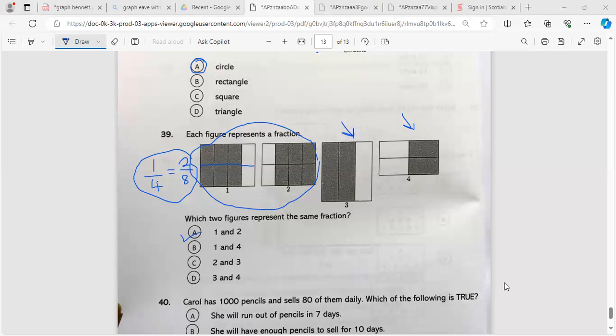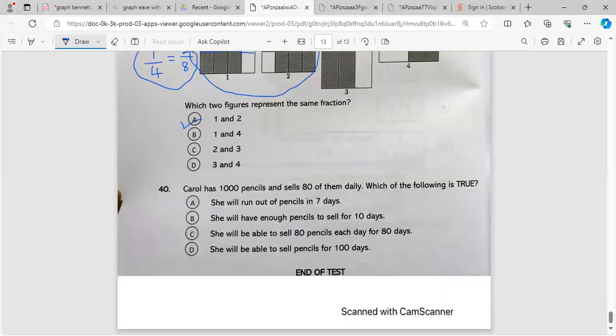Alright guys, so this is going to be the last one on this paper. However, we're going to switch back.